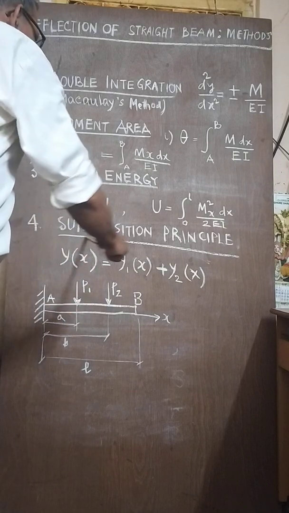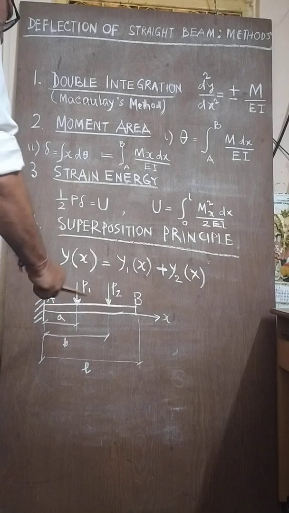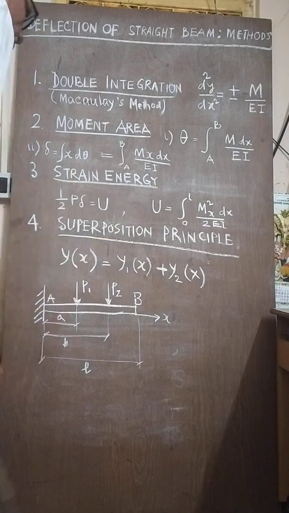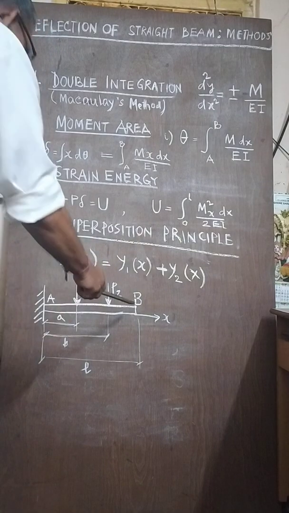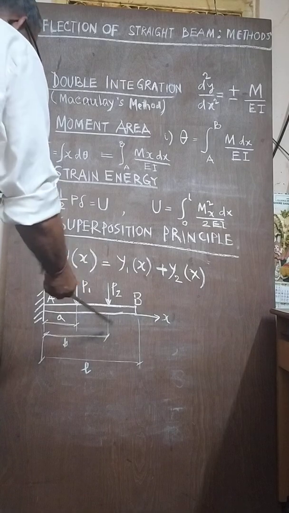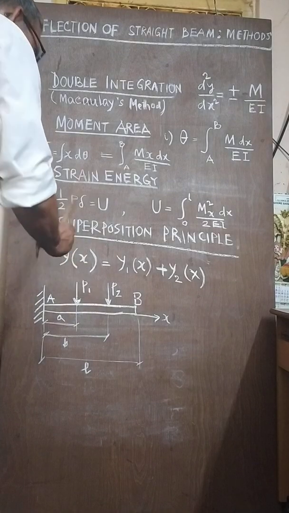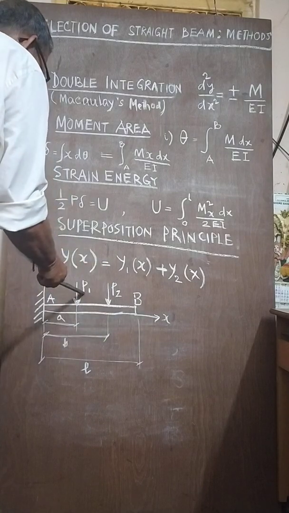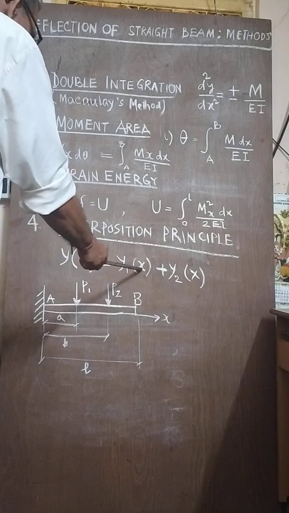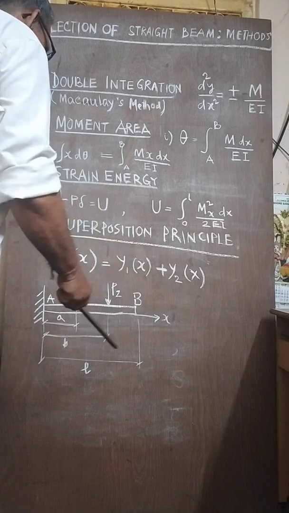Now the fourth is the superposition principle. It is very important. Suppose a cantilever beam is loaded with P1 and P2 here, and we want to find the deflection at B. We first find the deflection at B due to P1, that is y1x. When finding the deflection due to P2, we remove P1. Separately, we find the deflection at B due to P1 when P2 is not there, which is y1x, and the deflection at B due to P2 when P1 is not there, y2x. If you add them algebraically, you can find the deflection.